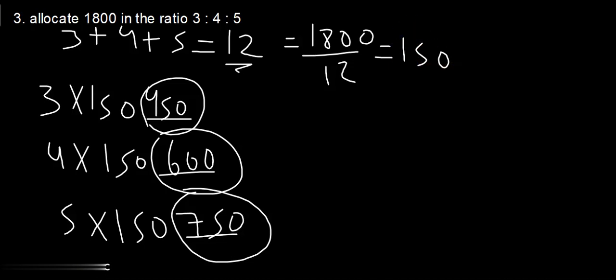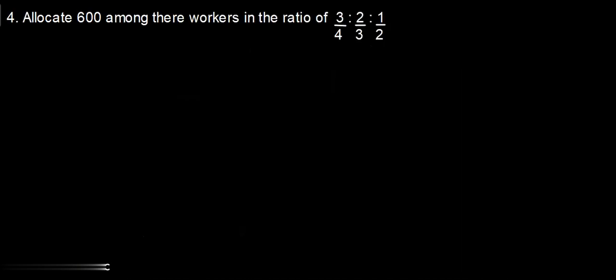So now let's do a slightly tougher example than this one. It's also about allocation, but in a slightly different way. When you count to the first one, it says allocate 600 among the three workers in a ratio of 3/4, 2/3, and also 1/2. Since this involves rational numbers, it's a little tough. So now let's do it.